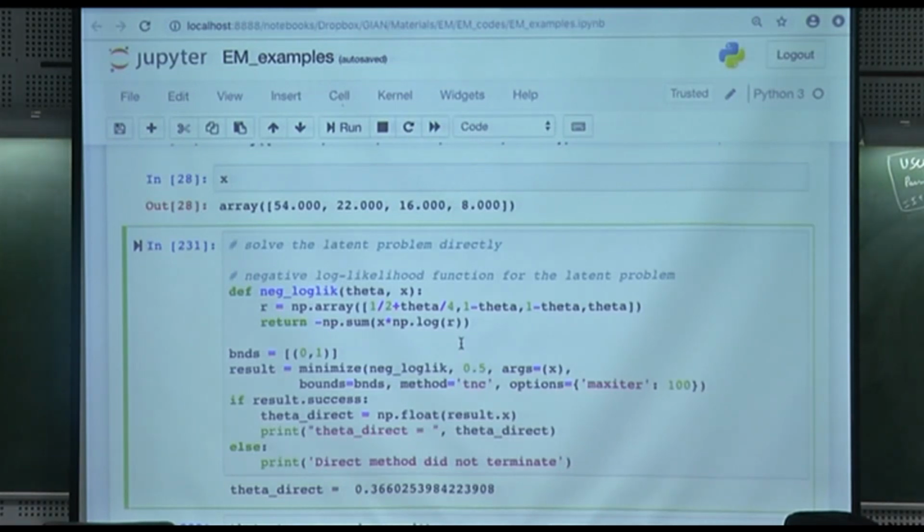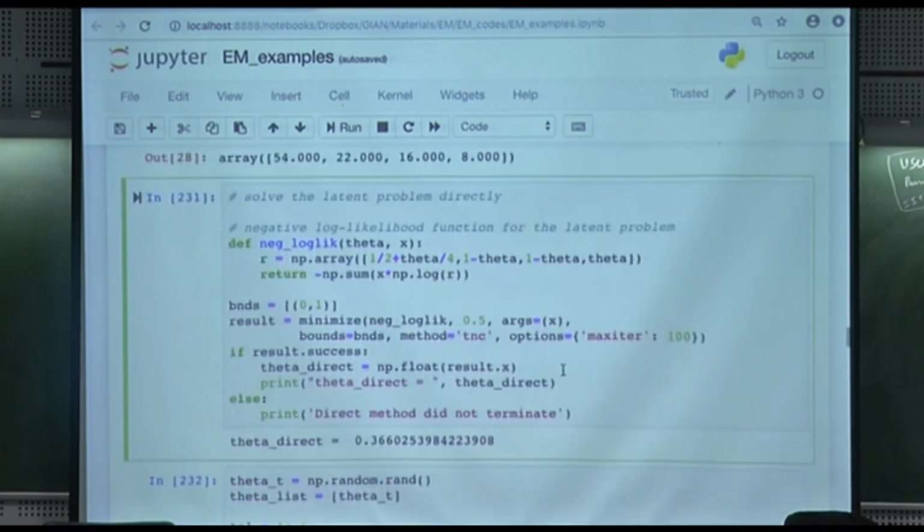That's the negative likelihood. I put the bounds to be 0, 1, started from the point 0.5. This function takes theta and x as inputs. So starting from theta 0.5, the rest of the arguments are x. Again, I'm using the same truncated Newton algorithm. The number of iterations are given. If the result is a success, write theta direct. If the result is a failure, then say the direct method did not terminate.